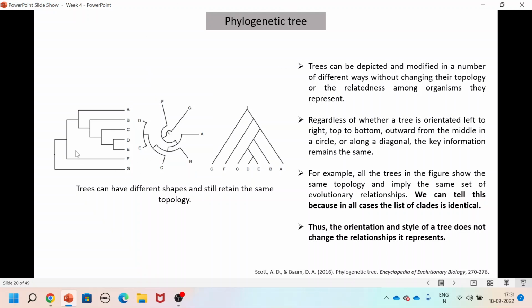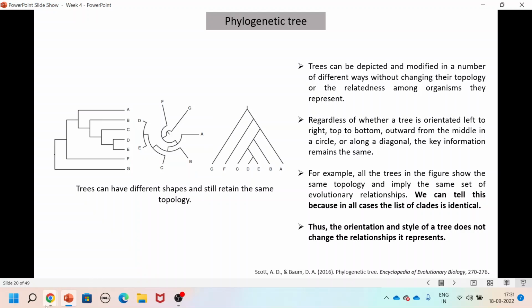So trees can be depicted and modified in a number of different ways, as we can see in this diagram. Regardless of whether a tree is oriented left to right, top to bottom, outward from the middle in a circle, as we can see in this middle figure, or along a diagonal, the key information remains the same. Irrespective of the orientation of the tree, the information in the phylogenetic tree remains the same.